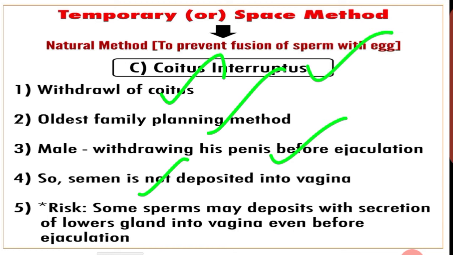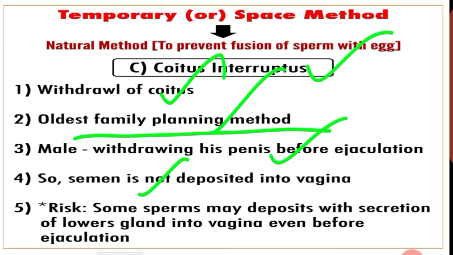What will happen during the ejaculation time? The male partner will withdraw his penis before the ejaculation of the semen. So the semen deposition is avoided inside the female genital tract. It is the oldest family planning method.